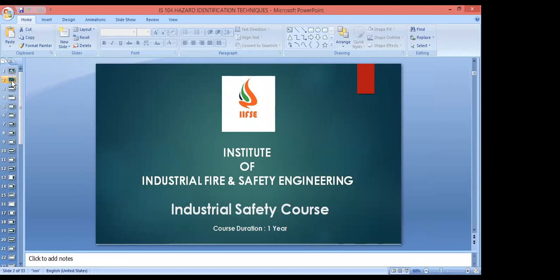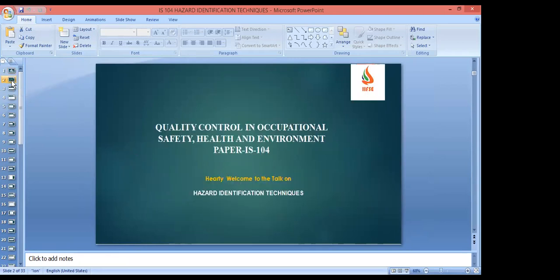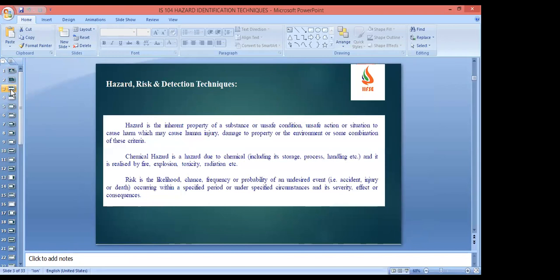In this topic, we are going to discuss hazard identification techniques, and also we'll see some of the investigation techniques as well. In a hazard, first of all, we should understand what exactly the hazard means. The hazard is an inherent property of a substance, or an unsafe condition, unsafe action or situation, to cause harm which may cause human injury, damage to property or environment, or some combination of these criteria.